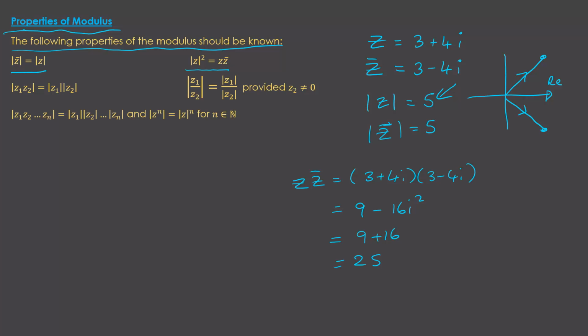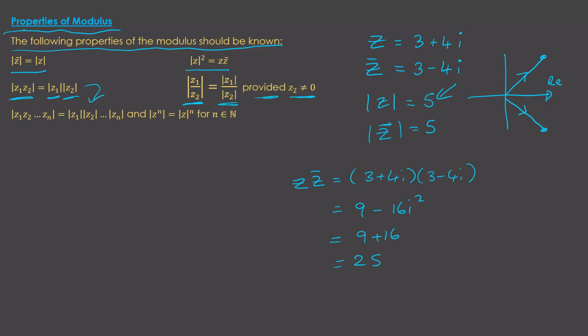Now these ones are fairly apparent. The modulus of z1 times z2 is equal to the modulus of z1 times the modulus of z2. It's easy to remember rather than being apparent, I think. The same thing is true of a quotient. The modulus of z1 divided by z2 is equal to the modulus of z1 divided by the modulus of z2. And that is provided that z2 is not 0, of course, because we can never divide by 0.